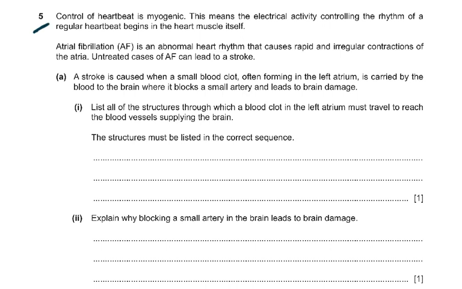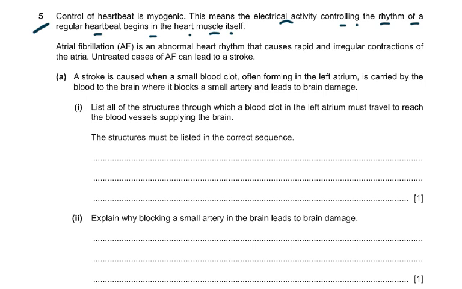Control of heartbeat is myogenic. Myogenic means the heart muscle can initiate its own impulses, while other muscles in our body need motor neurons, but this can initiate its own impulses. Like I say, it has got its own starter, like you have a starter in the car, and you put your key in it and you start the car. This means the electrical activity controlling the rhythm of a regular heartbeat begins in the heart muscle itself.